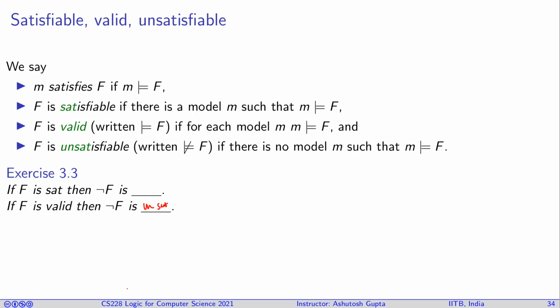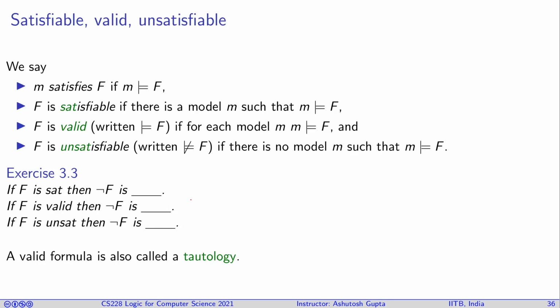Okay. Now let's look at the third possibility. If F is unsat, then not F is valid. Okay. A valid formula is also called a tautology. So you may sometimes see people using the phrase tautology, which is equivalent to the word valid. So it is good to know.